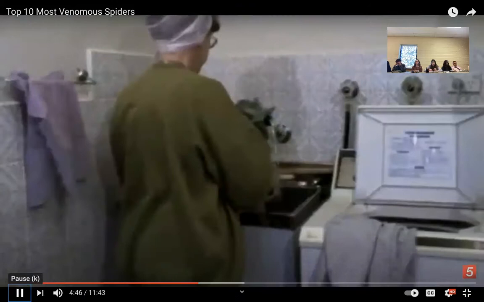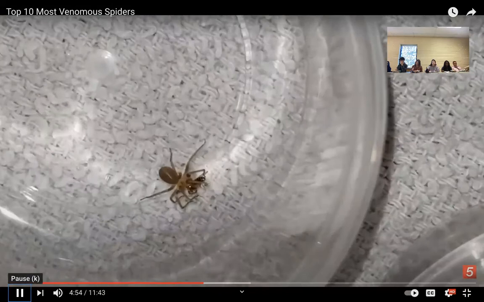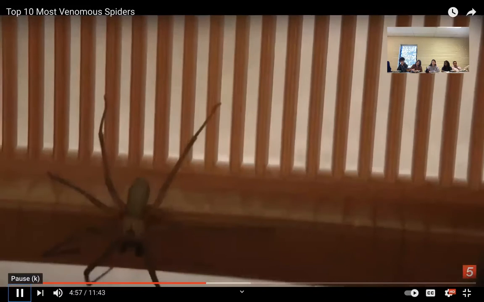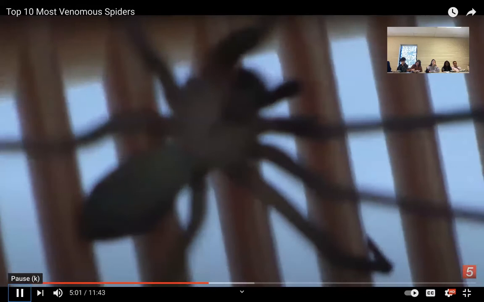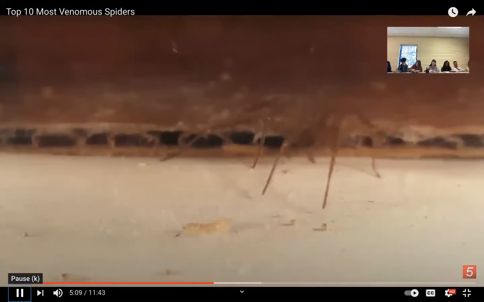Number 6. The Chilean recluse. The Chilean recluse spider is a venomous spider closely related to the brown recluse spider. This spider is considered by many to be the most dangerous of the recluse spiders, and its bite is known to frequently result in severe systemic reactions, including death. As suggested by its name, this spider is not aggressive and usually bites only when pressed against human skin, such as when putting on an article of clothing.